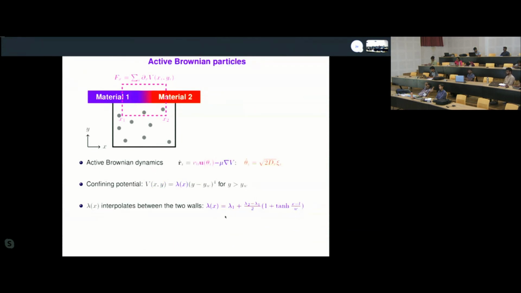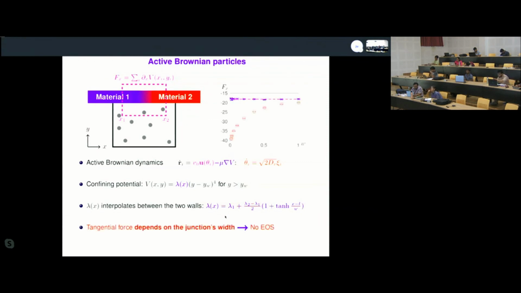So I have r dot, which is the self-propulsion bit, minus the gradient of my external potential, and the dynamics of my active force is theta dot equal root 2 D_r times noise. Remember that these were IBPs, and so these are systems for which my pressure has an equation of state. So in a way, I'm in the case in which I expect results to behave gently, like in equilibrium. So again, I can measure the force, and I can measure the force versus the width of my junction.